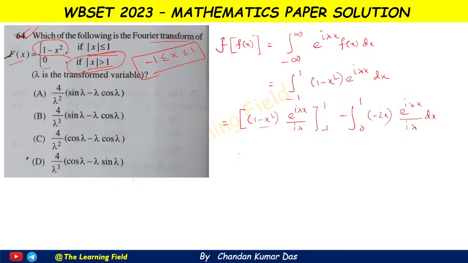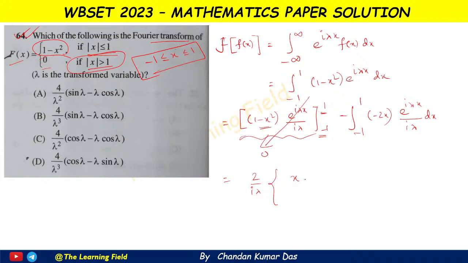Okay, so if we take 2 by iota lambda common, because 2 by iota lambda is common from here. Also, if we put 1 then this gives 0, and if we put minus 1 then this term also gives 0, therefore this term goes to 0. So if we take common 2 by iota lambda from the second term, and sorry, this is from minus 1 to 1. Then again we integrate once by parts.